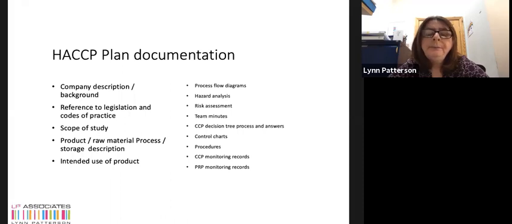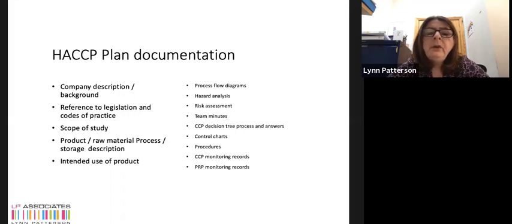Who will use it? The plan will include process flow diagrams, which is a mapping out of your process, which will aid you in carrying out your hazard analysis, and you will keep a copy of your detailed hazard analysis and risk assessment. There will be minutes of meetings, which will include some justifications and your decision making. And even deciding on your critical control points, you will use the Codex decision tree, and that will help you identify where you've got to and why you've got to, and we will keep those answers logged.